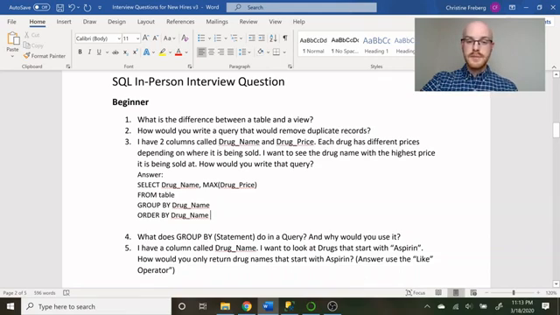So you have 2 columns, drug name and drug price, and each drug has different prices depending on where it's being sold. So that means there could be drug aspirin, aspirin, aspirin, and 3 different prices, and we want to get the price that is the highest. And so I want to see the drug name with the highest price it's being sold at. How would you write that query?